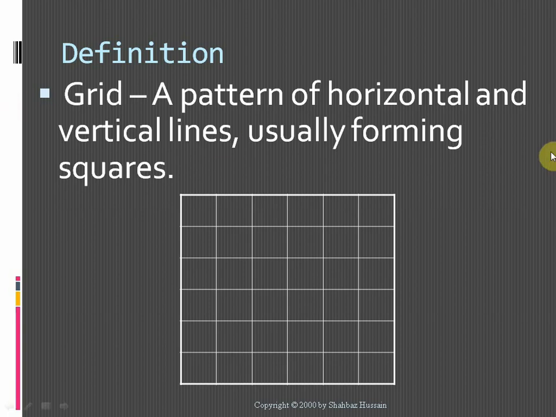First of all we have to define the grid, or the graph paper, or the boxes in the graph paper. So what is this? It means a pattern of horizontal and vertical lines. Do you see that? The horizontal and vertical lines usually form squares. When the horizontal and vertical lines intersect at a point, this point is called a concrete point.